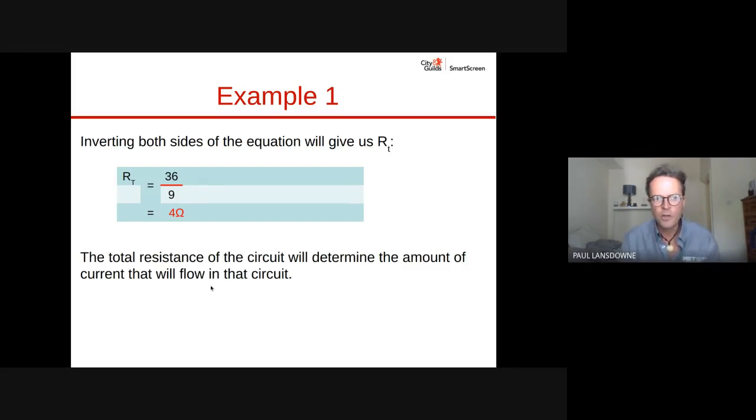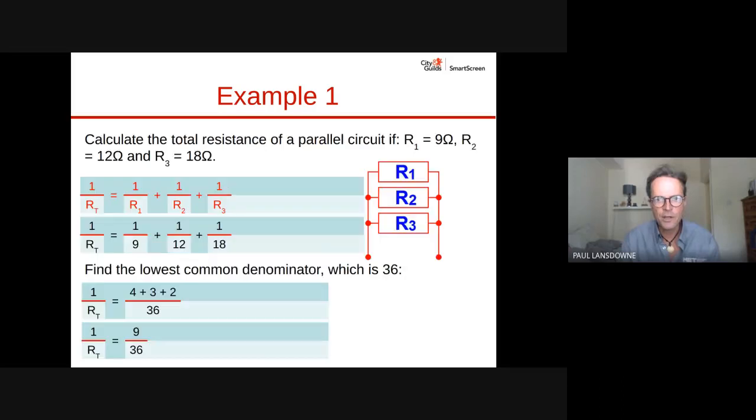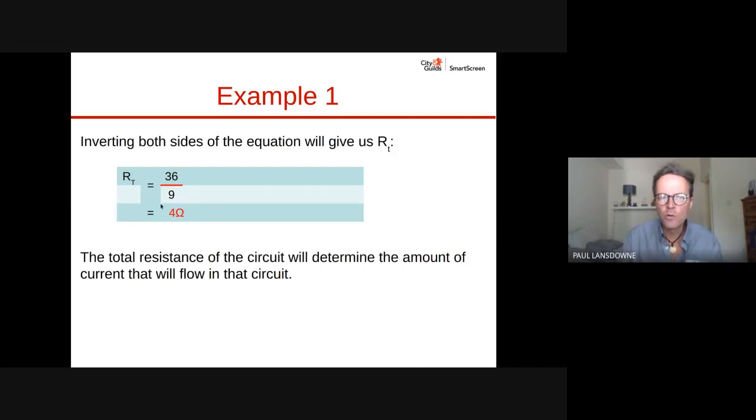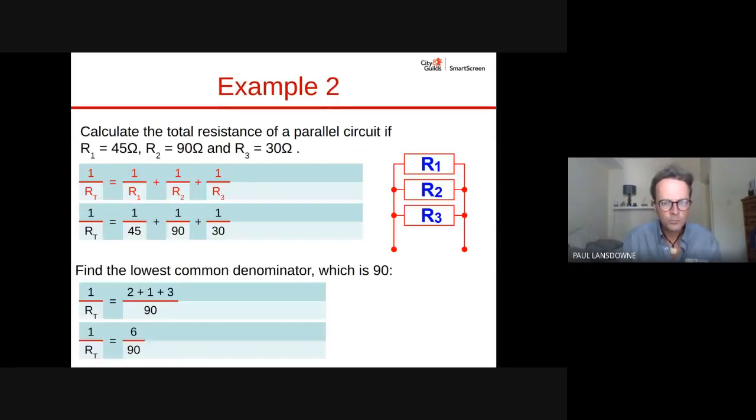So the total resistance in the circuit will determine the current flowing in the circuit. We'll go into that in a second, but I just want to go through here. So what you can see is you have a 9 ohm, a 12 ohm, and an 18. But when you add them all together, you get a much smaller resistance. You get a much smaller resistance, considering you've got an 18 ohm resistance, but when you add them together, you get 4 ohms.